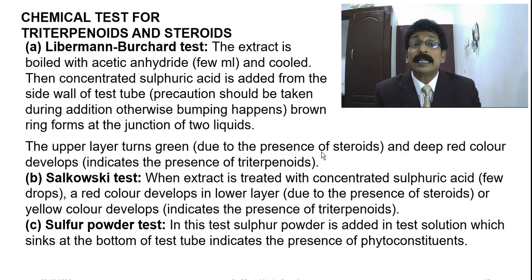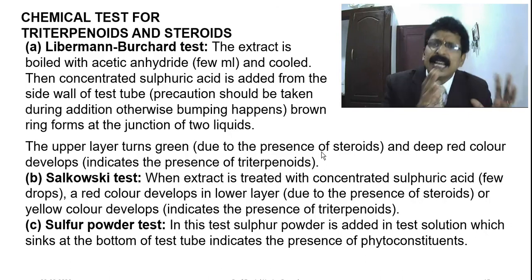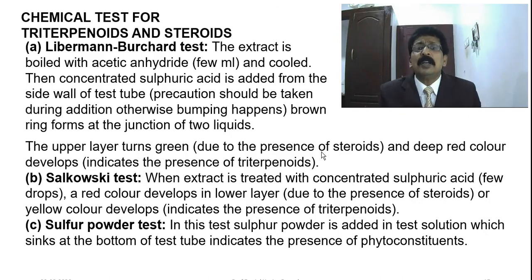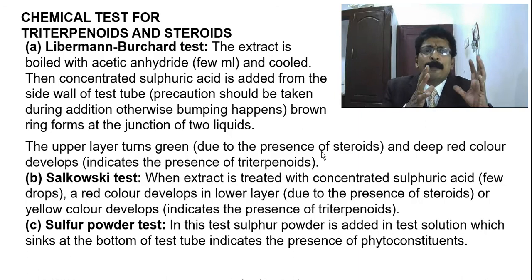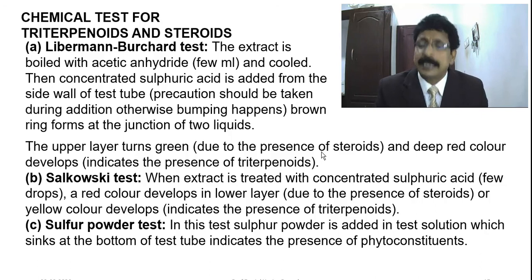The upper layer turns green due to the presence of steroids, and a deep red color develops, indicating the presence of triterpenoids. So triterpenoids and steroids can be identified, and you can explain very clearly that both are present together. That is why the deep red color develops due to the triterpenoids, and the green color in the upper layer is due to the presence of steroids. So both of them can be identified by the Liebermann-Burchard test.